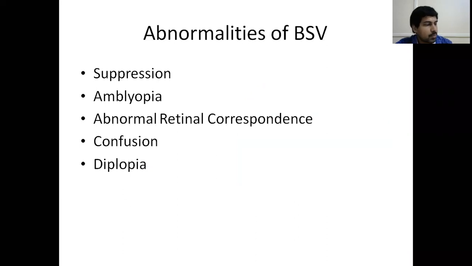So what are the various abnormalities of this binocular single vision? There are suppression, amblyopia, abnormal retinal correspondence, confusion, and diplopia. Here, amblyopia and diplopia will be 2 marks questions for you.